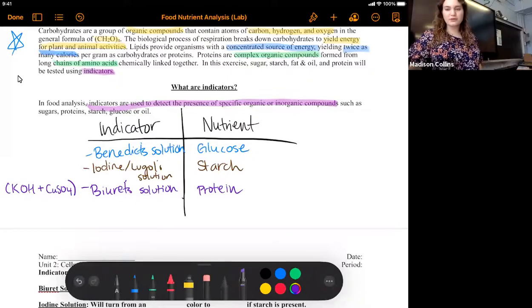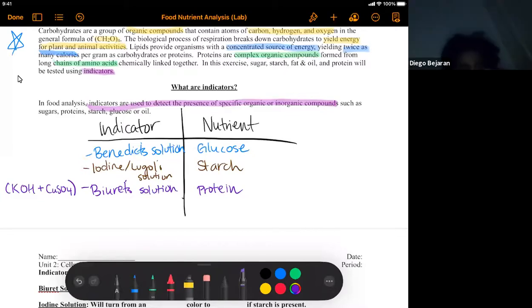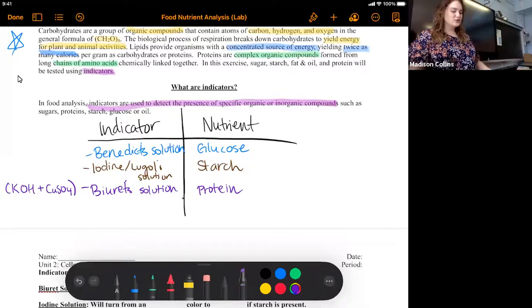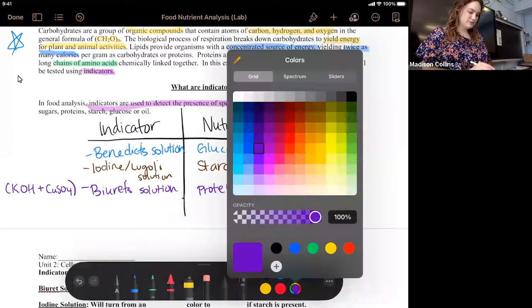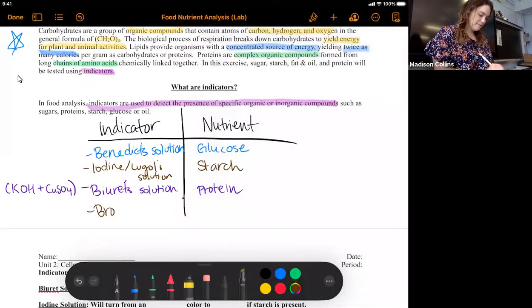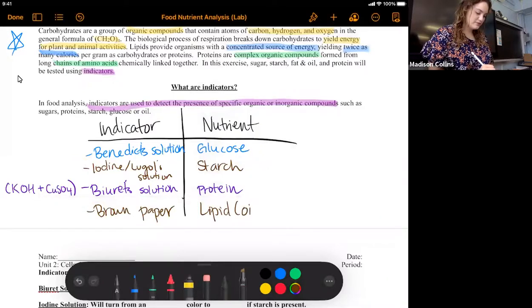So think about if you go and pick up some fried chicken and you put it in a paper bag and you carry it home, what's going to happen to that paper bag by the time you get home? It gets like greasy and darker. Yeah, it's going to be greasy, right? So we use brown paper. That's a good brown. We use brown paper to test for the presence of lipids. And today we're going to be using oil.